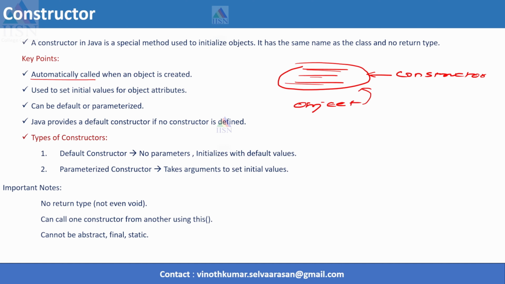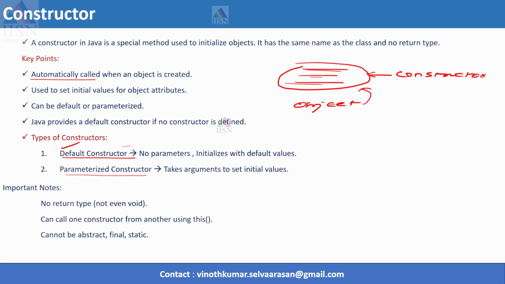Okay, so here you see there are two different types of constructor. One is the default constructor, and the other is the parameterized constructor. So what is a default constructor? While you're writing the Java code, at the time you're not creating any constructor.